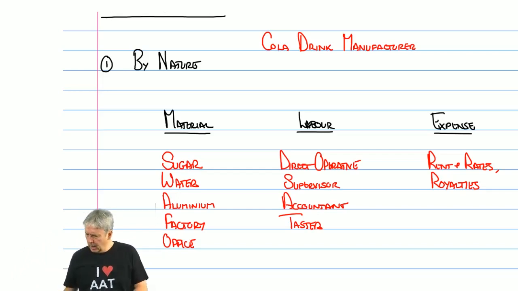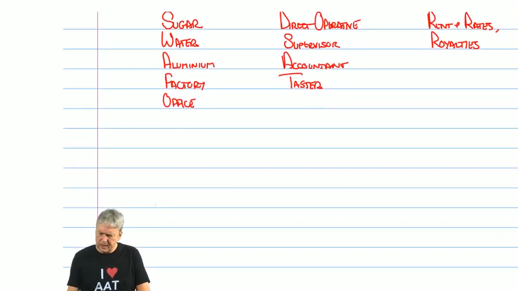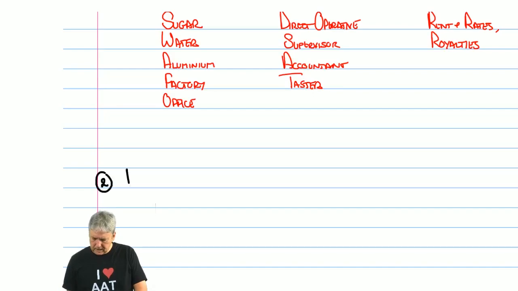Okay? And then we move on and we say, well, okay, what we could do is we could classify by traceability.